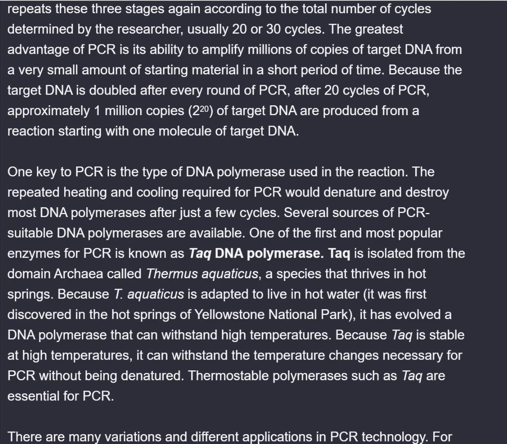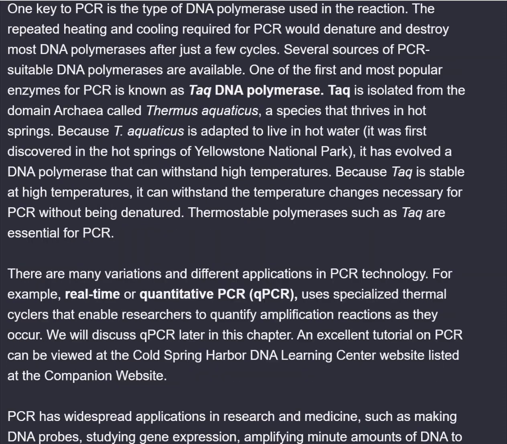The reaction repeats these 3 stages again according to the total number of cycles determined by the researcher, usually 20 or 30 cycles. The greatest advantage of PCR is its ability to amplify millions of copies of target DNA from a very small amount of starting material in a short period of time. Because the target DNA is doubled after every round of PCR, after 20 cycles of PCR, approximately 1 million copies, 2^20, of target DNA are produced from a reaction starting with 1 molecule of target DNA.